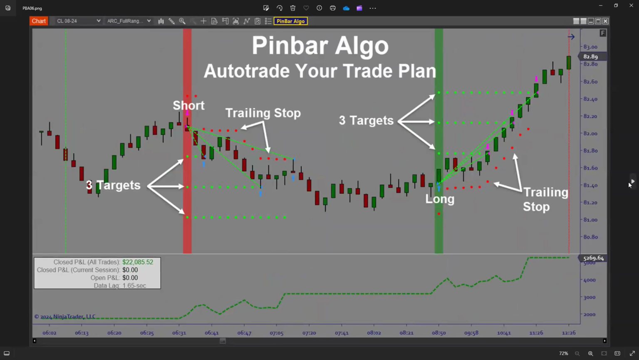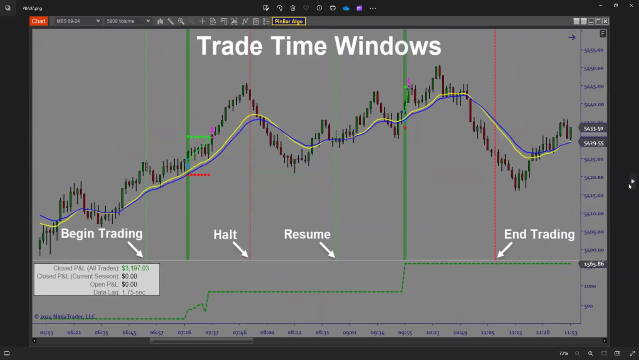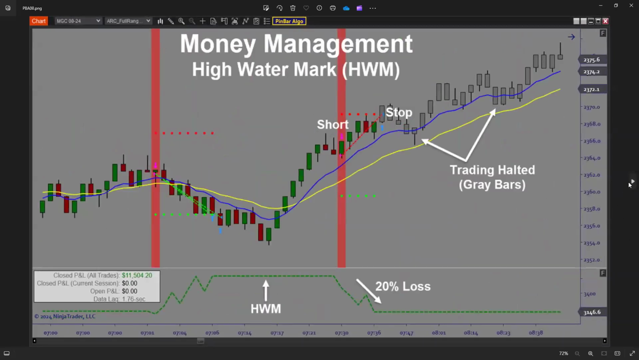You can trade up to three different entries, positions per entry, I should say. Of course, you've got trade time windows, start and stop, but then you also have times that you can block, which is really cool. Money management based on high water marks.